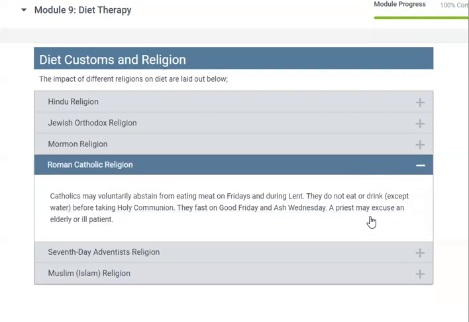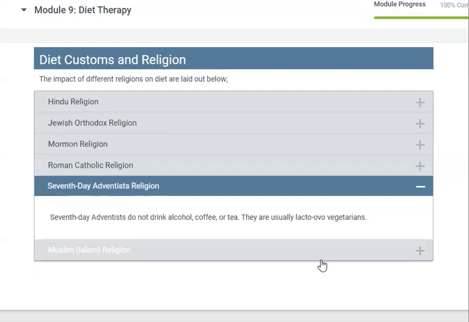Roman Catholic religion. Catholics may voluntarily abstain from eating meat on Fridays and during Lent. They do not eat or drink, except water, before taking Holy Communion. They fast on Good Friday and Ash Wednesday. A priest may excuse an elderly or ill patient.